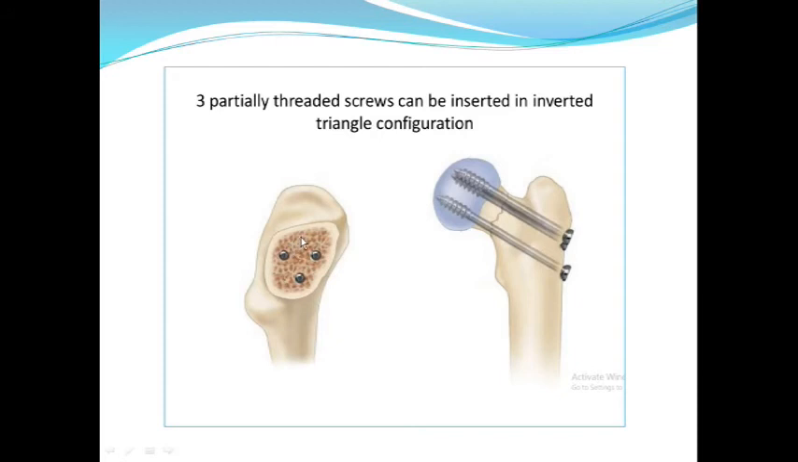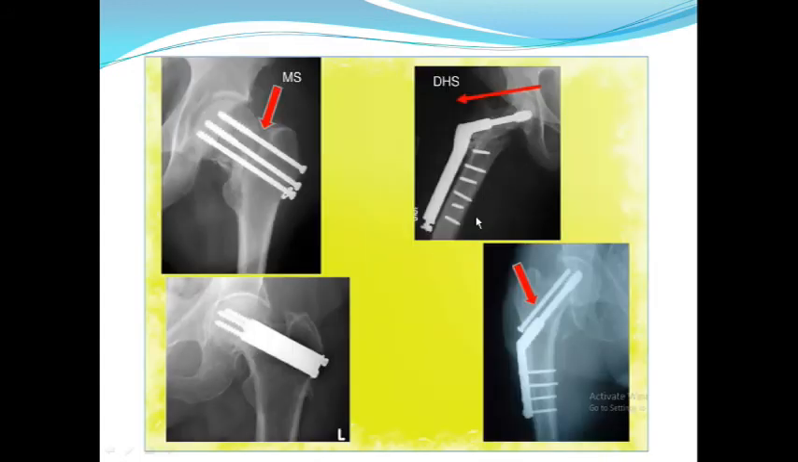Sometimes we can also put 4 screws in a parallelogram shape or something like that. Sometimes we can also put 2 screws. Okay, so ideally we give 3 cannulated screws and we fix the fracture. These are multiple screw fixation. This is how we do it. So this is one more thing.